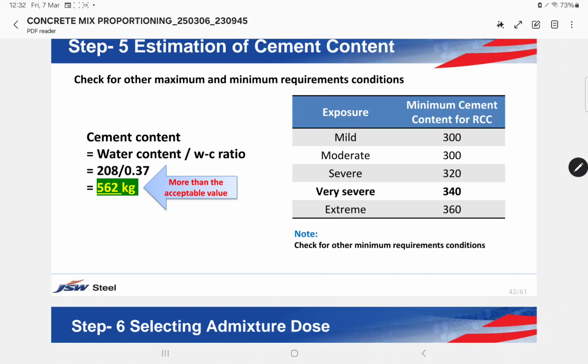Because IS specifically mentions that if you are using OPC cement exclusive of any pozzolanas, any fly ash or slag, if you are using only OPC, then that content should not be more than 450 kg. If you are using above 450 kg, then you have to take some designer's consent. So let's reduce this cement content to be under 450 kg.